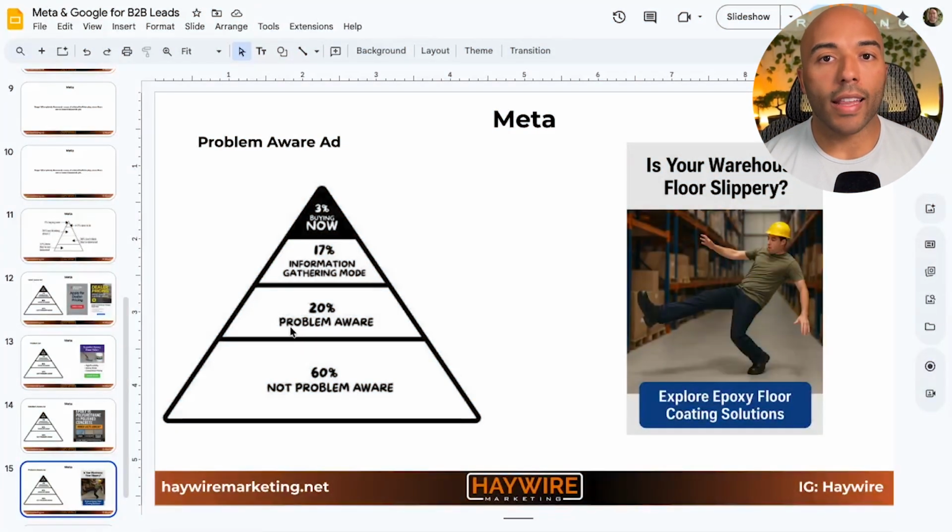And this is exactly how we're going to get people in different pockets of that problem aware circle, if you want to call it that. Because as you can see in a triangle here, it's 20% of that market is problem aware. So if we're going to target people with slippery floors, that's one audience. We could target people that are experiencing cracks on their floor. These are people that we can target that are experiencing an ugly floor and they want something more appealing.